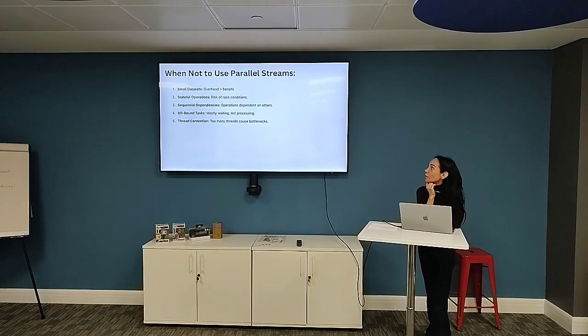So when not to use the parallel stream? With small data sets, with stateful operations, with sequential dependencies, with IO-bound tasks, and when there is thread contention. For example, what I mean by thread contention is that your system already has a pool of threads, like 3,000, and you're also using streams, which underneath create even more threads with the fork join pool, creating thread contention on the machine.